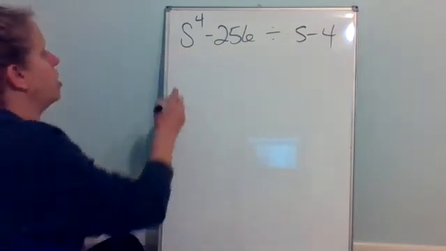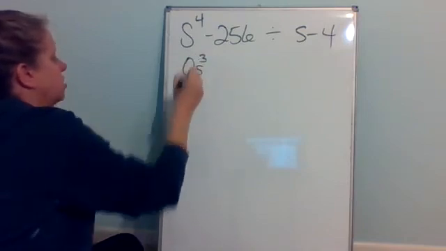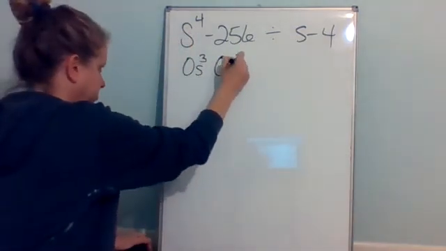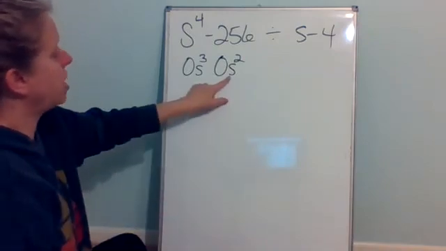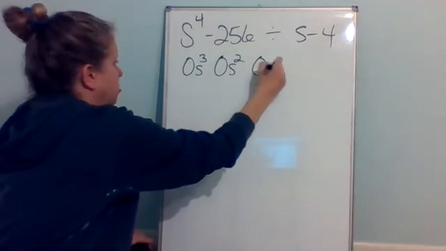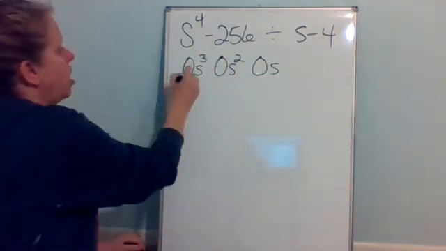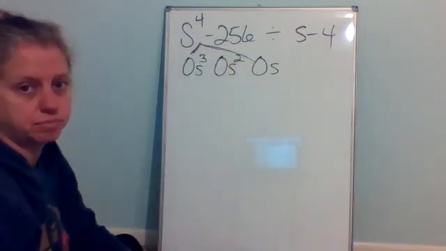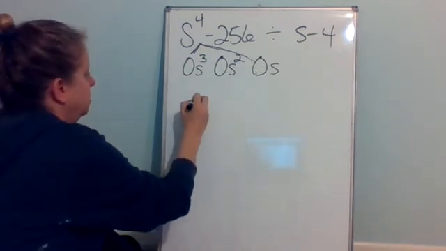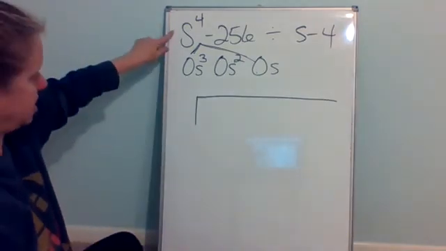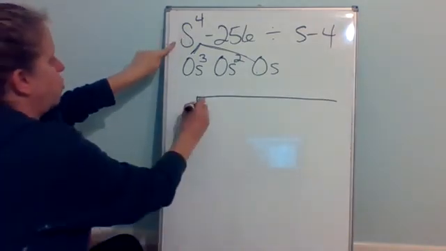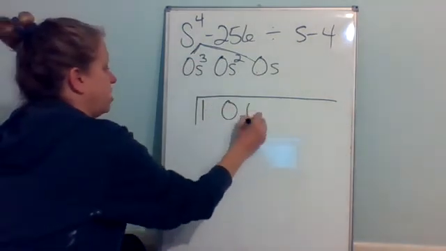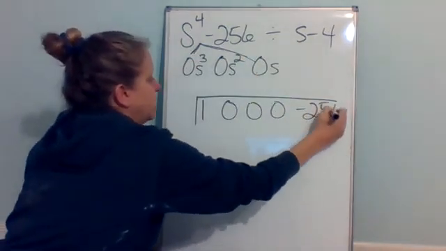So let's see, I've got s to the 4th. I don't have s to the 3rd, so I have 0 s to the 3rd. After s to the 3rd should be s squared. I don't have that either. So 0s squared. After s squared should be just plain s. I don't have that either, so 0s. And then your constant. So all 3 of these zeros are going to have to go in between there. So when I do my synthetic division, my first number in front of s to the 4th will be a 1. But then I have the 3 zeros that are missing. So I have 3 zeros and then the negative 256.